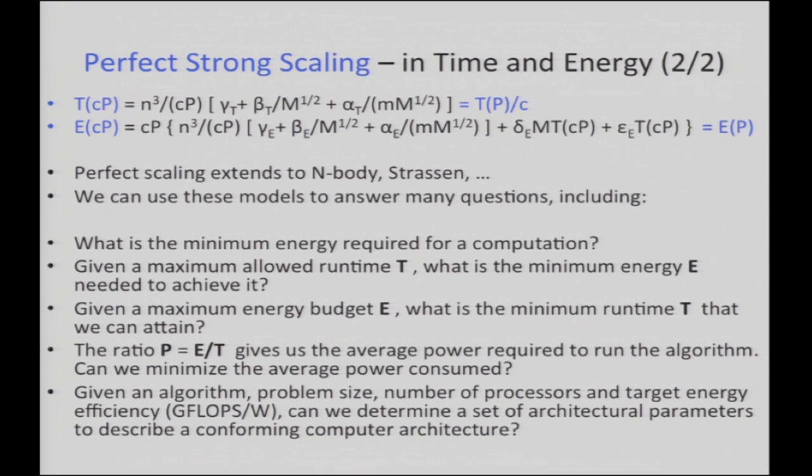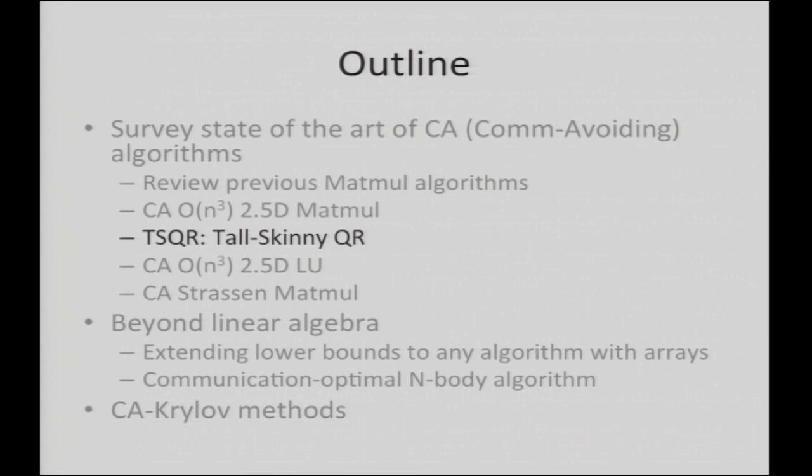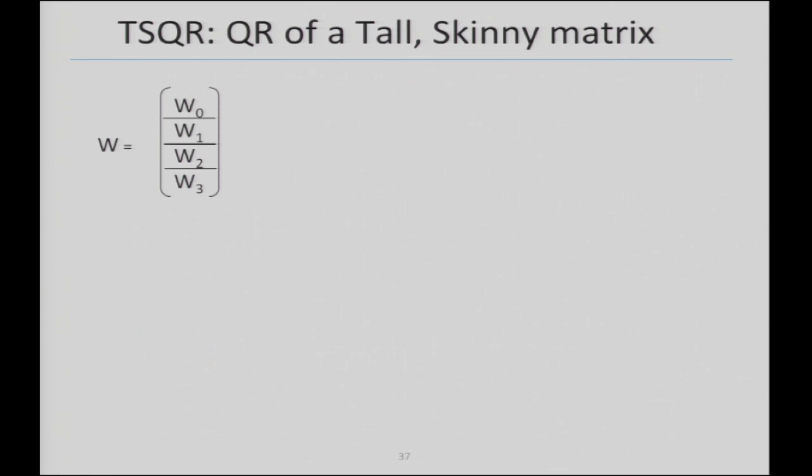Okay, so now I'm going to go on to something that tastes quite different, tall, skinny QR. So the QR decomposition, I hope people are aware of. I'm going to factor a matrix into an orthogonal matrix times an upper triangular matrix. And so here's the picture. Suppose I have 4 processors, and I decide to lay out my matrix so that each processor gets 1/4 of the rows. So processor 0 owns W0 and so forth.